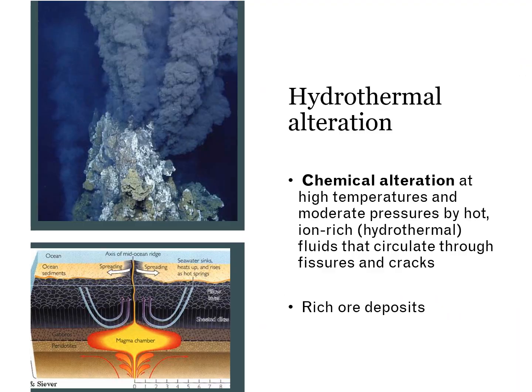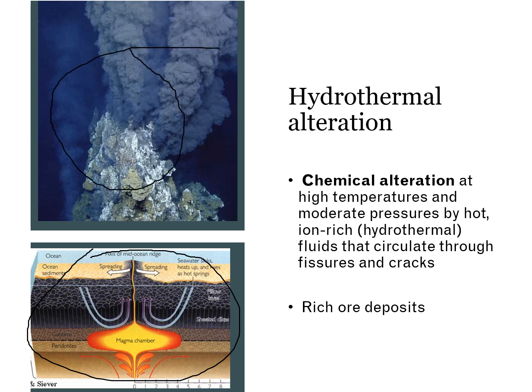Another type of metamorphism is hydrothermal alteration. This occurs at high temperatures and moderate pressures, but by hot iron-rich or hydrothermal fluids that circulate through fissures and cracks. This usually occurs in mid-oceanic ridges where black smokers are seen in these areas. These are associated with very rich ore deposits, as mentioned in previous lectures.